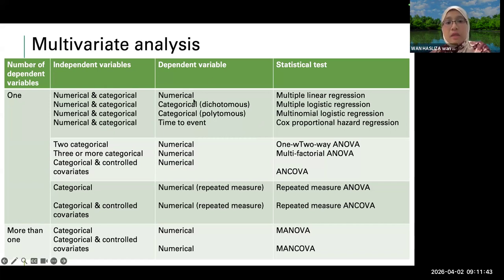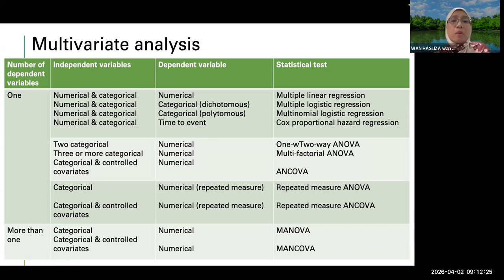Now, the independent can still be numerical and categorical, or if you have only numerical, that is also okay. Now your dependent is categorical, but dichotomous, which means that you only have two groups. For example, presence of disease or no disease, healthy and sick, prefer and not prefer. You only have two groups, dichotomous, so you have to use multiple logistic regression.